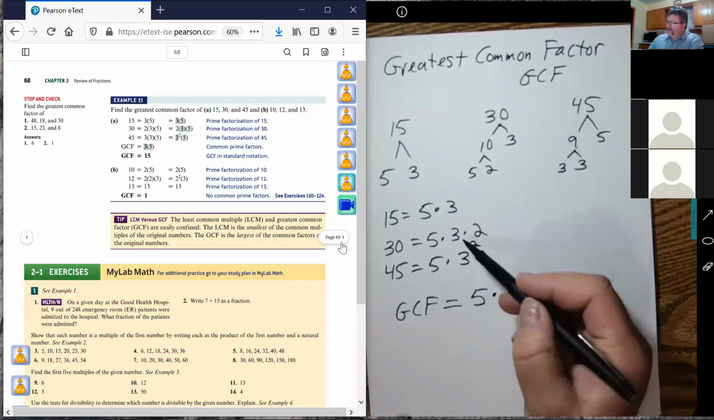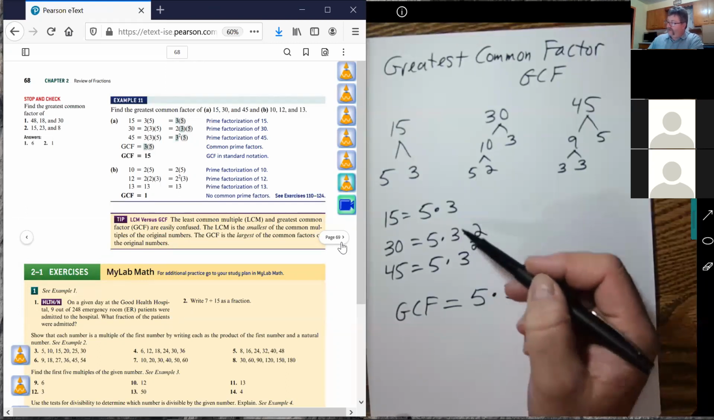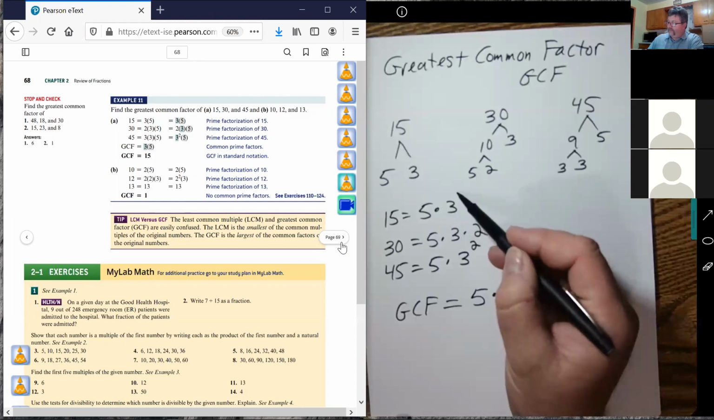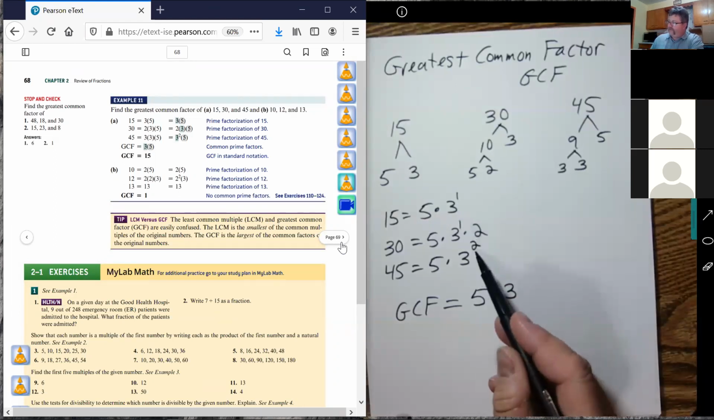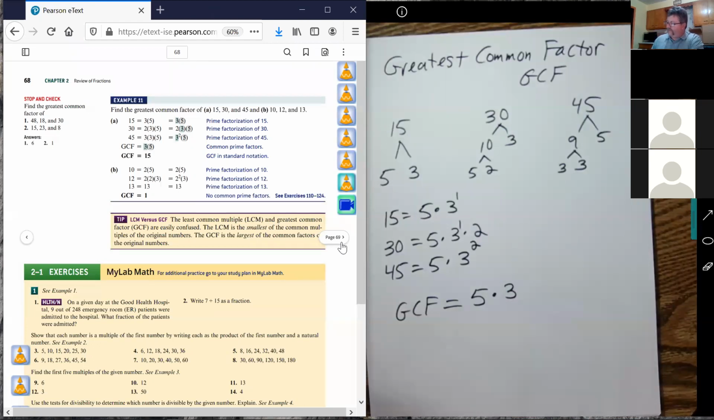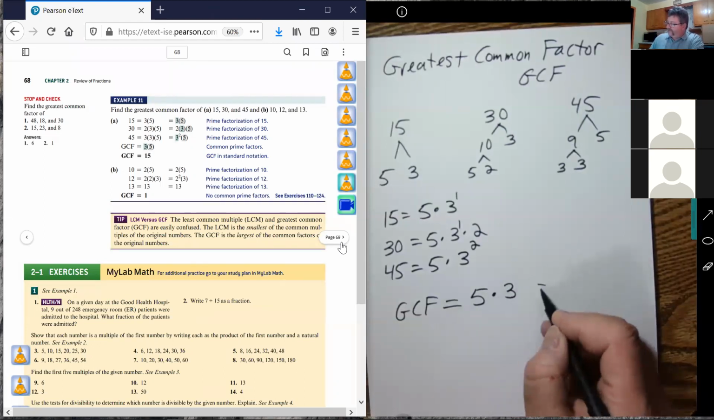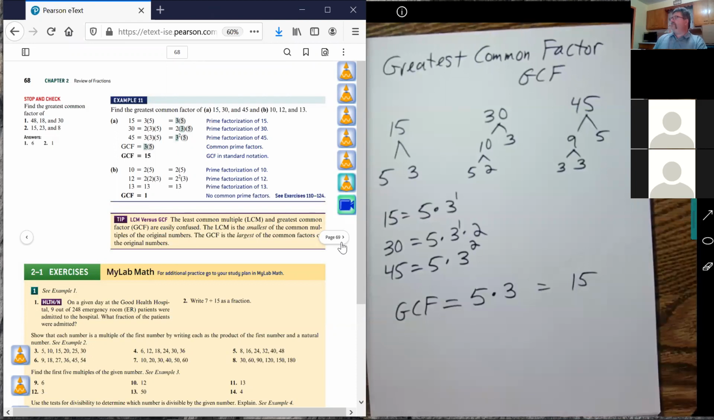And then I examine my exponents and I put the smallest exponent. So 3 to the nothing means 3 to the 1, right? So that's 3 to the 1, that's 3 to the 1, that's 3 to the 2. So 3 to the 1 is what's coming. So that's, of course, 15.